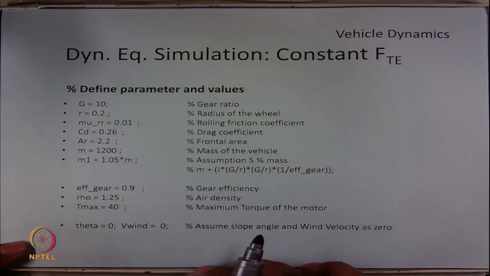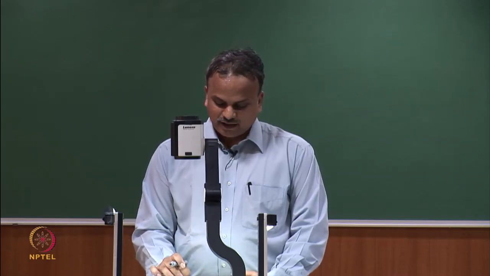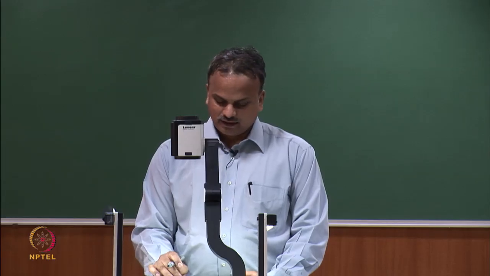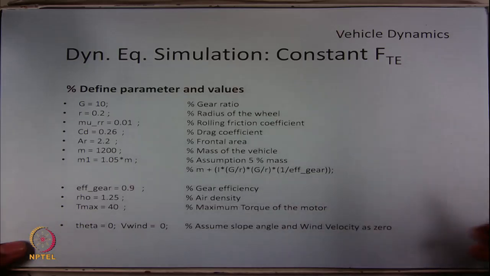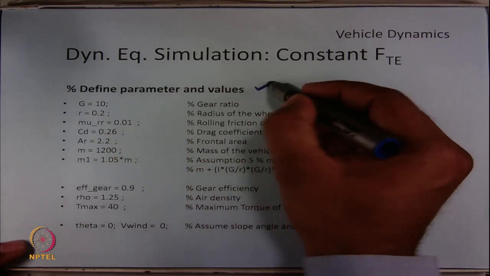So, similar to the previous case of the simulation file for resistive force calculation, we are again putting the simulation file that is used for the plot of velocity, distance and power here for reference. So, first we have to define parameters and values.